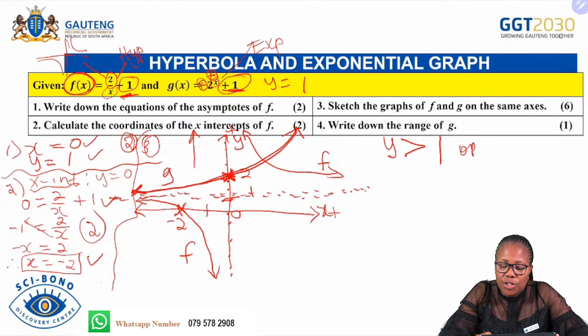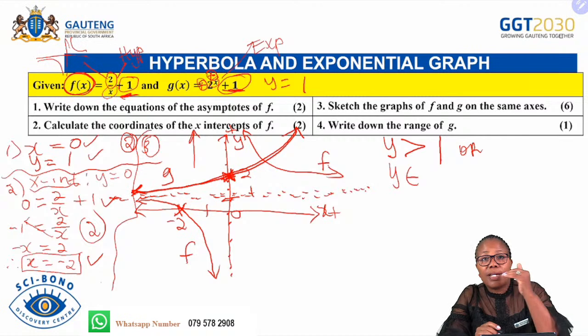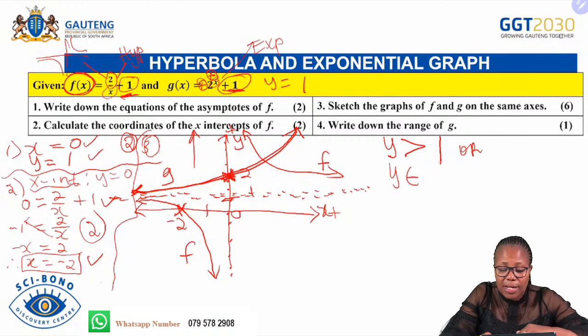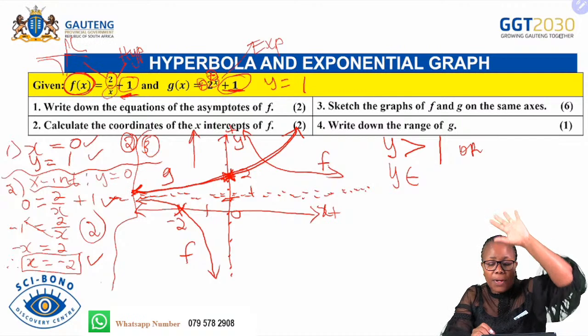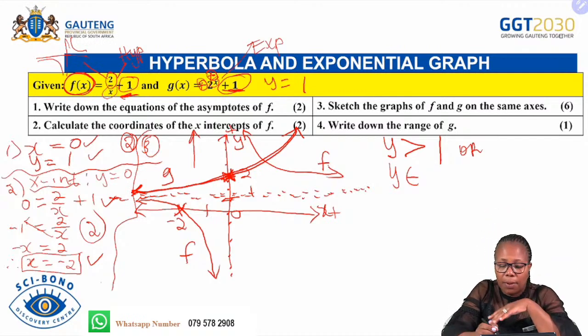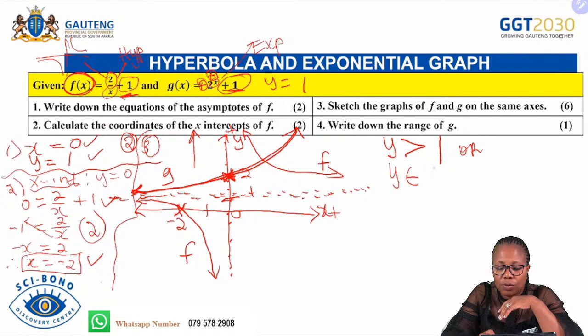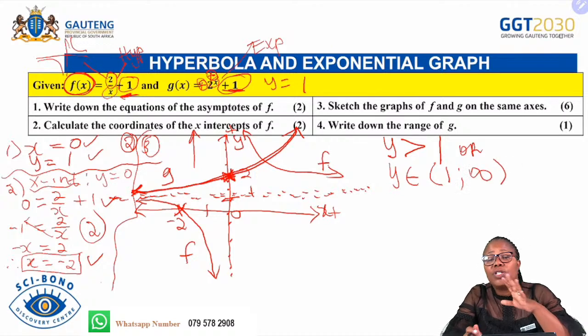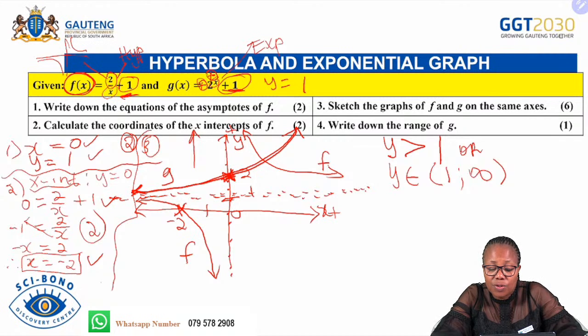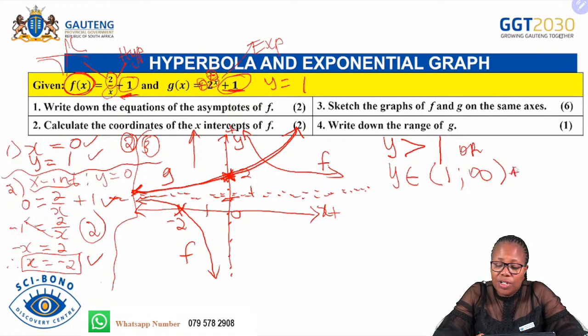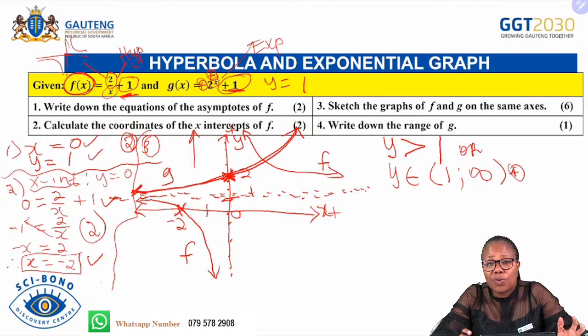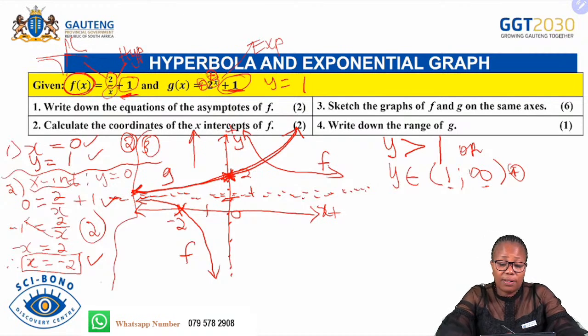Or another notation, we can use that other notation. Y is an element of, considering the smaller number first. Now, in this case, it is starting from 1, remember, going up, immediately after 1 going up. Then because 1 is not part of our solution, we put a round bracket, starting from 1 going to positive infinity, and then infinity also takes a round bracket, grade 12. Please be careful of this notation. Brackets must be 100% correct, and it must start with the smaller number and then the bigger one after that.